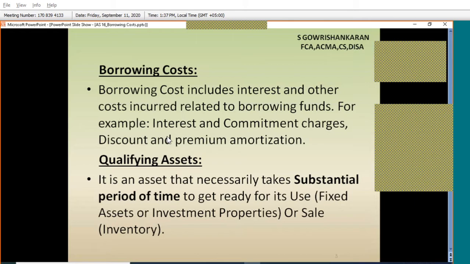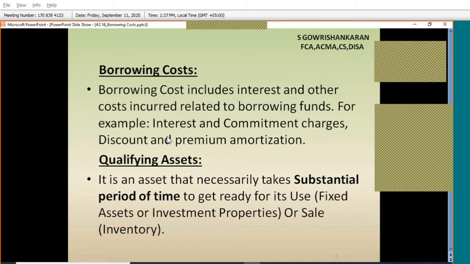For these first 5 years, it is a qualifying asset. When the asset is constructed, then that is not a qualifying asset because construction is over and it is available for use also. Okay? Why are we studying this qualifying asset? Because the objective of this accounting standard is capitalization of interest.